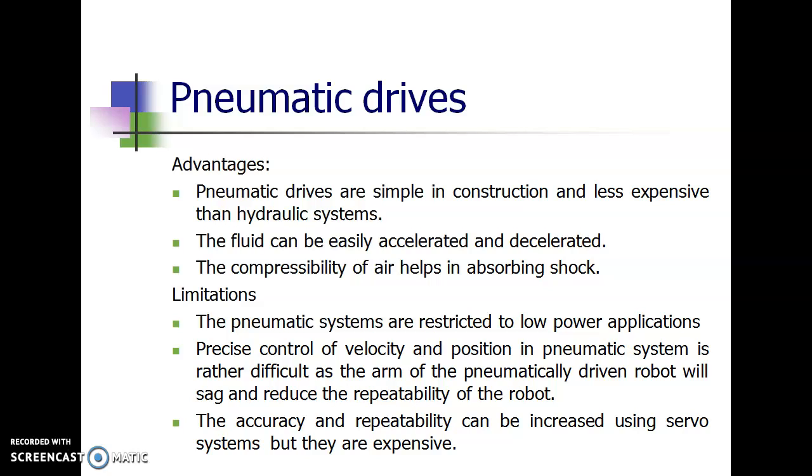Because we are having the compressibility problem, there is a phenomenon called stick-slip, and due to that we can't control the velocity and position very precisely in pneumatic actuators. That is reflected in the robot, and the robot will sag and it won't provide better repeatability when we are comparing with the hydraulic system. So the accuracy and repeatability can be increased. It is possible when you are using servo systems in the pneumatics. So you can use servo systems in the pneumatics as well as in the hydraulics, but they are expensive.